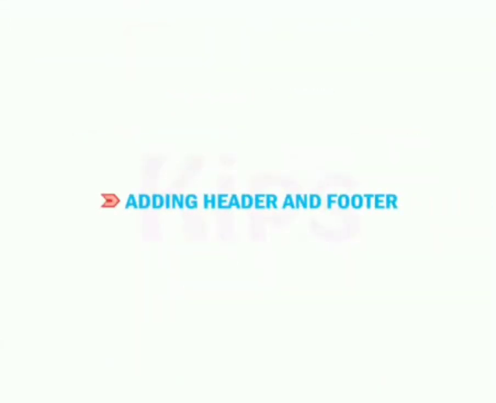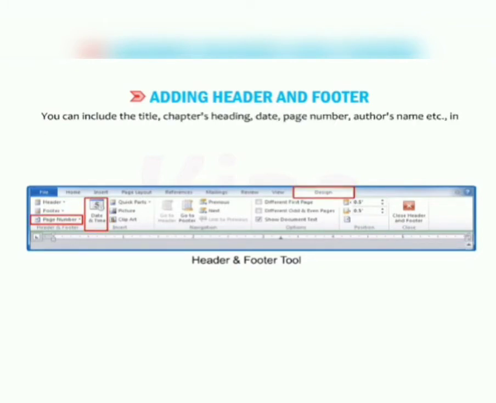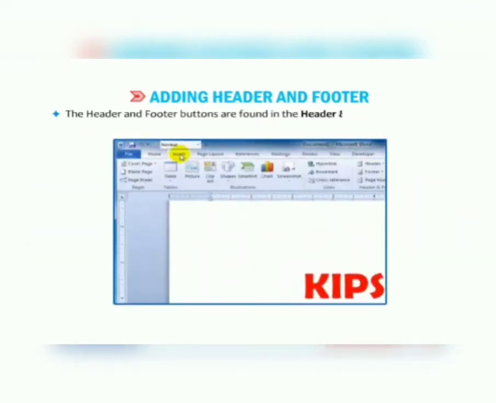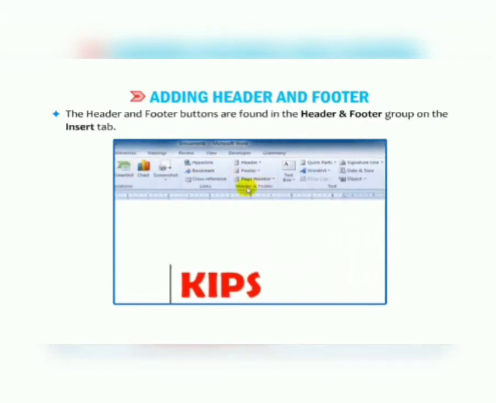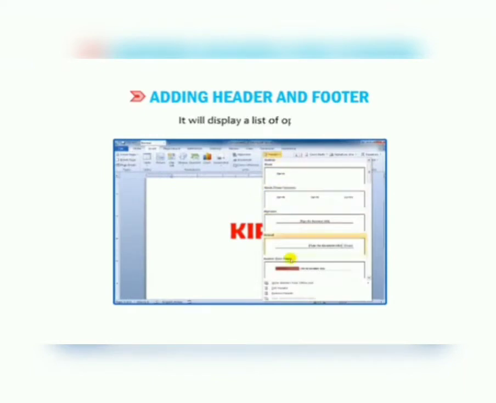Students, let us understand how to add header and footer. Header and footer is used to place some information on the top and at the bottom of every page respectively. You can include the title, chapter's heading, date, page number, author's name, etc. in this section. The header and footer buttons are found in the Header and Footer group on the Insert tab. Click on the Header button. It will display a list of options. Select the Edit Header option in the drop-down menu.